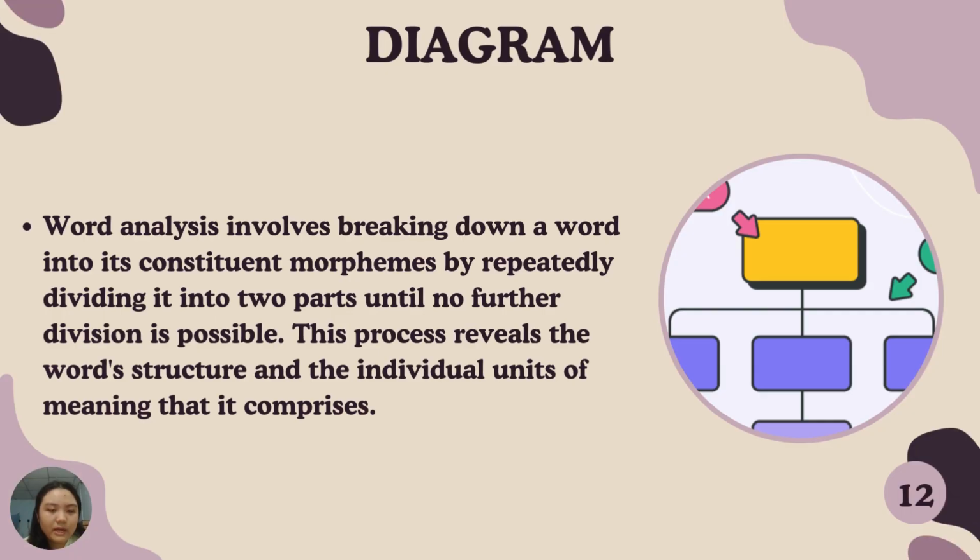So we talk about the diagram in immediate constituent analysis. Word analysis involves breaking down a word into its constituent morphemes by repeatedly dividing it into two parts until no further division is possible. This process reveals the word structure and the individual units of meaning that it comprises.